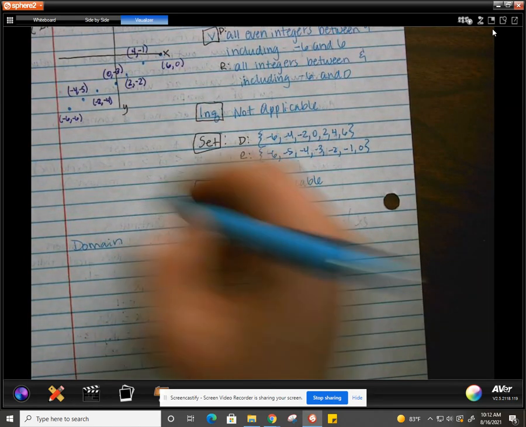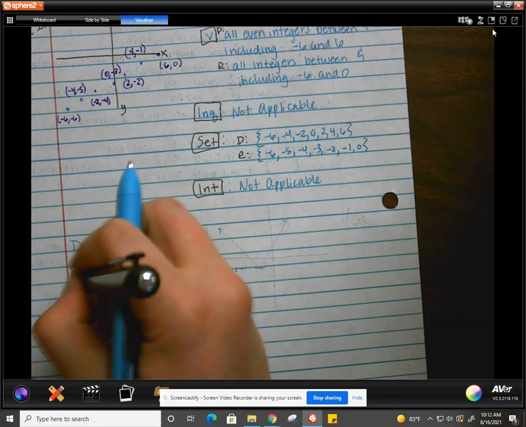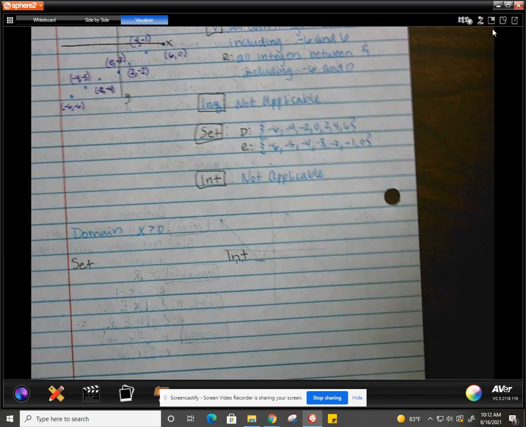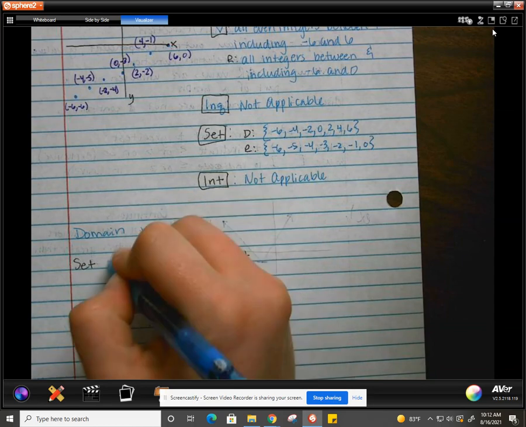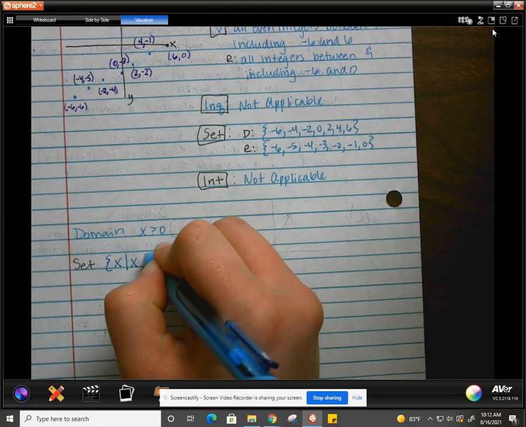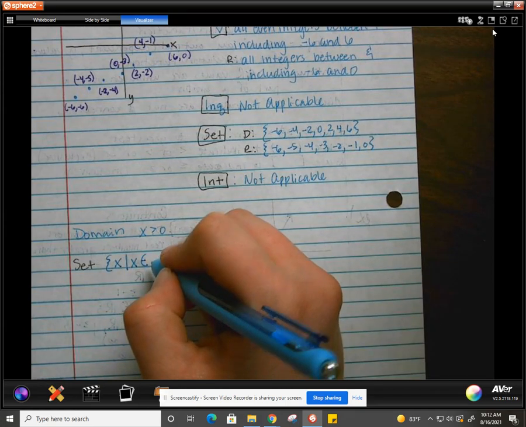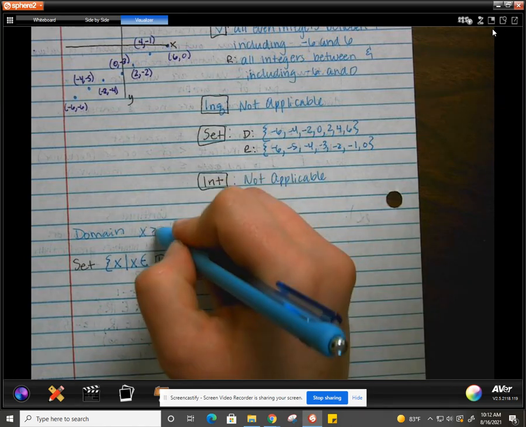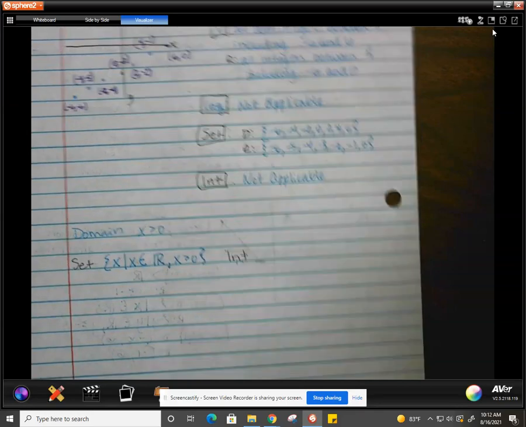I'm going to tell you domain is x is greater than 0. I want you to write this in set notation and in interval notation. Okay, to turn this into set notation, we know that domain, that's a bracket, domain is x, such that x. You always include that little capital E, so the set includes all real numbers where, and then you just bring this down, x is greater than 0. And that's how you write that.